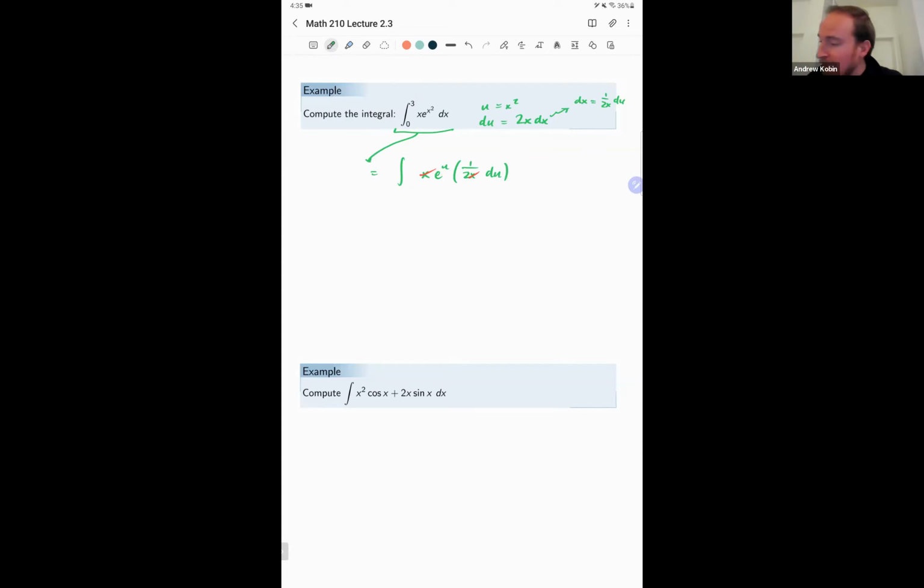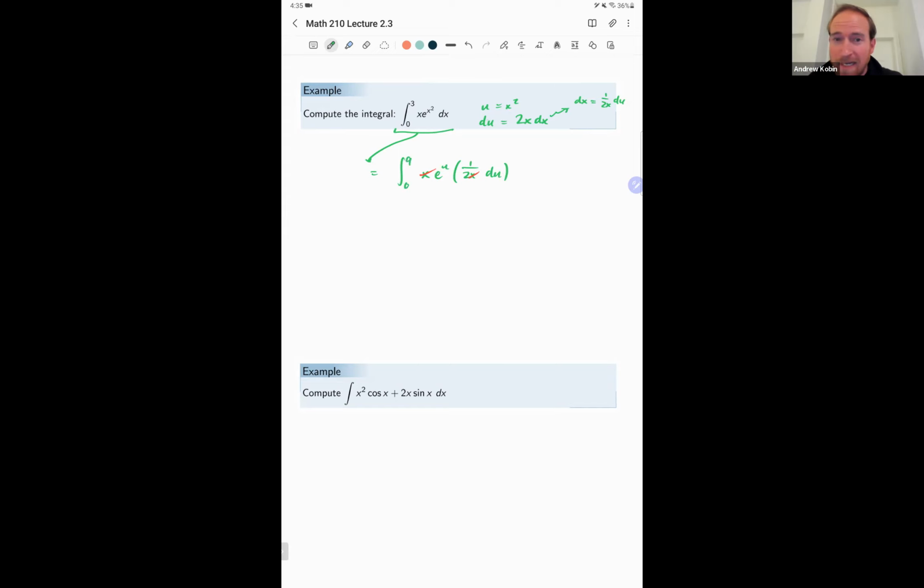In a moment, we'll see that, and you can just stare at it, the x's are gone, everything is in terms of u, so we'll rearrange in just a sec. I want to handle these definite integral bounds. If in the original integral, with the variable x, if x equals 0, then u is 0 squared, that's still 0. But if x is 3, then u, which is x squared, becomes 9.